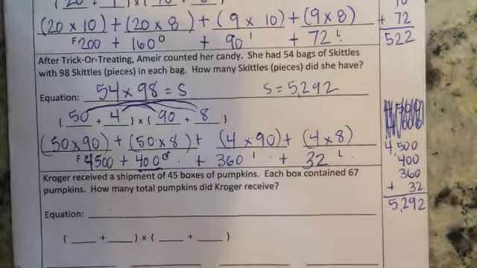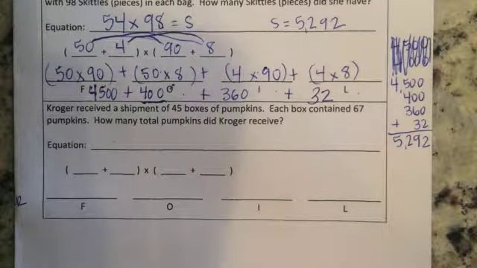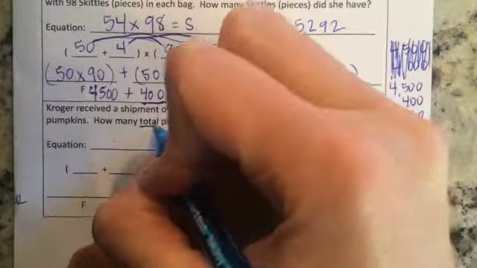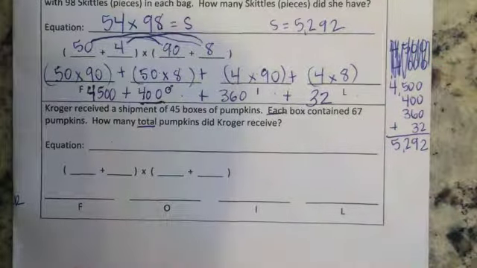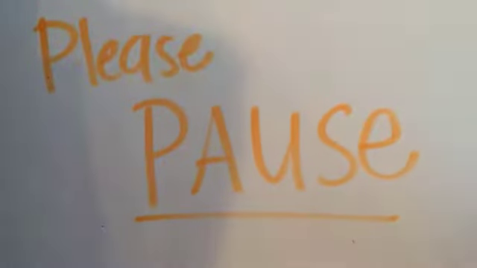Okay? All right, so the next problem, I want you to try this one on your own. You guys can do it. We're going to read it together, and then I want you to write your equation and go through all the next steps all by yourself, and then we can check your work after you finish. So Kroger received a shipment of 45 boxes of pumpkins. Each box contained 67 pumpkins. How many total pumpkins did Kroger receive? Well, total's important. Each is important. One of them trumps the other. Each tells us exactly what we need to do, which is to multiply. So please go ahead and pause the video, solve the problems, and then let's pick back up.